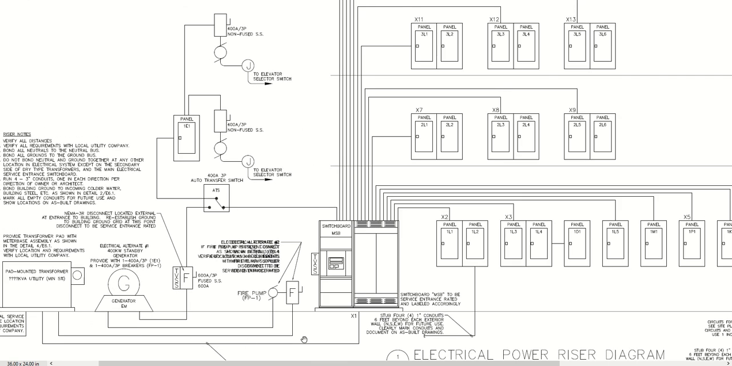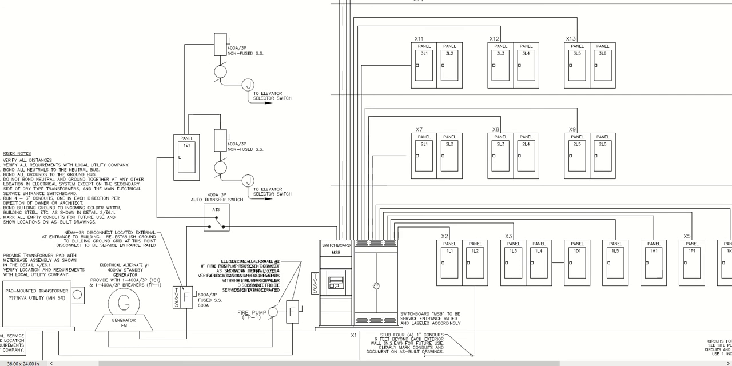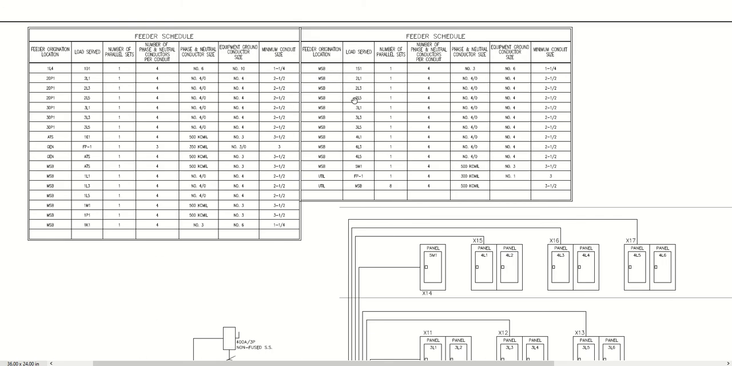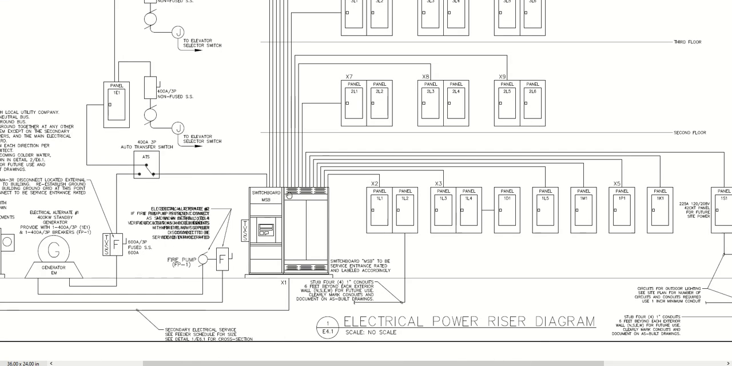And you can see the main service coming in. And then we've stubbed out some spare conduits here. And then if you want to see what's connected between each panel, so like we want to go from panel MSB to 2L1, you can see we're going to run 4/aughts, one number 4 ground, and a 2.5-inch conduit. So that would be a 225 amp panel.